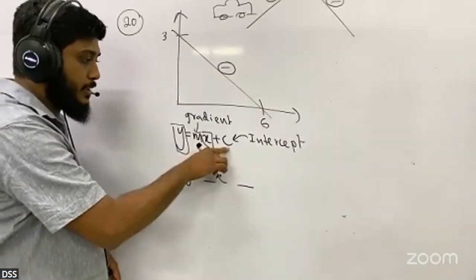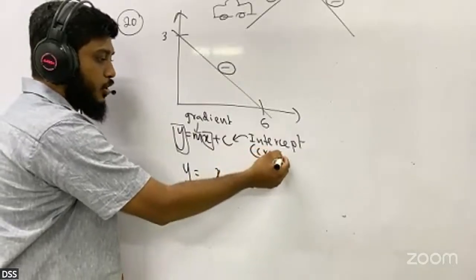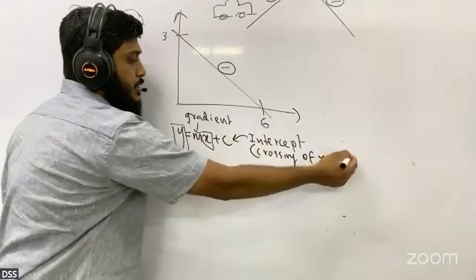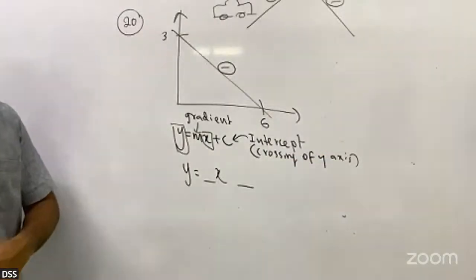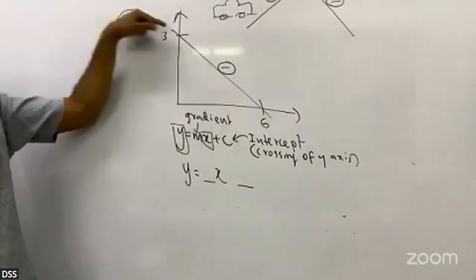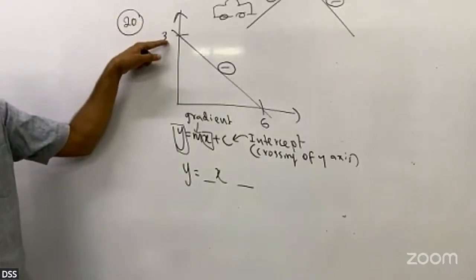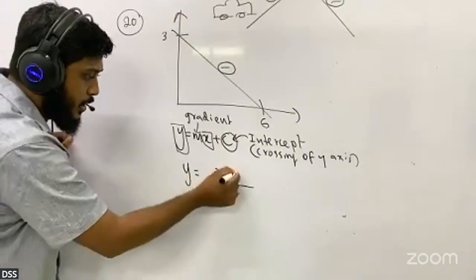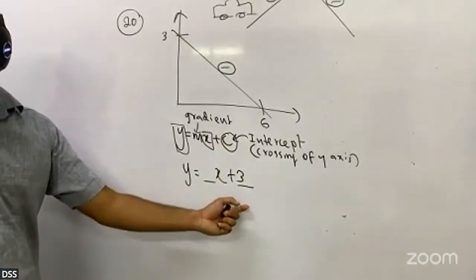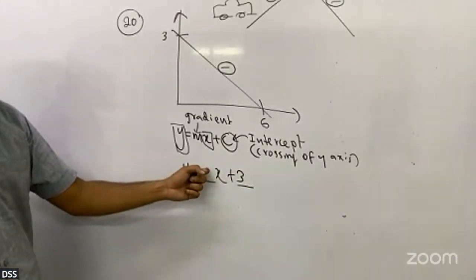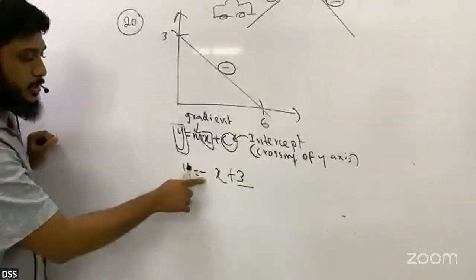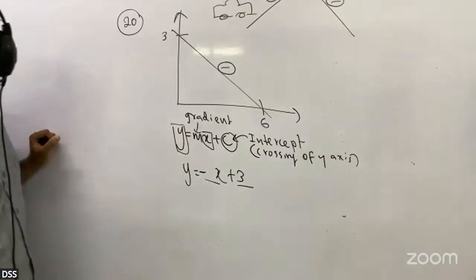C means intercept, meaning the crossing of the y-axis. You have to see this graph crossing the y-axis from which number? Now this graph is crossing the y-axis at which number? 3. What 3? Plus 3. So instead of this c, I have put plus 3. Now I have filled one part of the equation already. Now I have to find only the m value. I know m is minus, so I put the minus here.